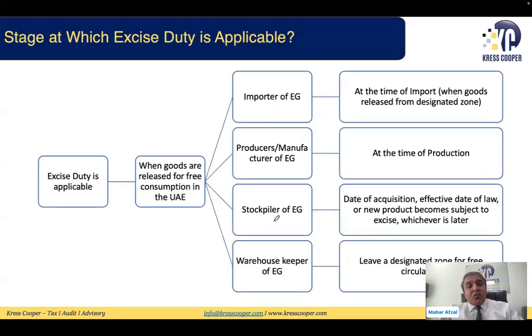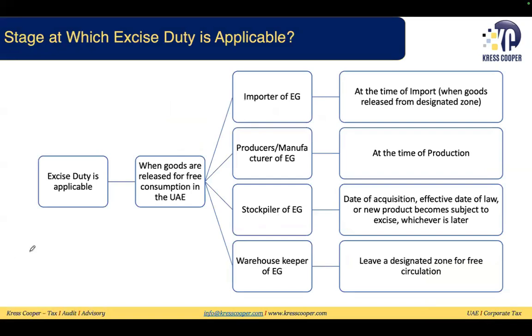Now, at what stage is excise tax applicable? First of all, just look at this diagram. This diagram tells us excise tax is applicable on the importers of excisable goods. Excise tax is applicable on the producer or manufacturer of the excisable goods. Excise tax is applicable on the stockpilers, and excise tax is applicable on the warehouse keepers. These four parties are subject to excise tax.